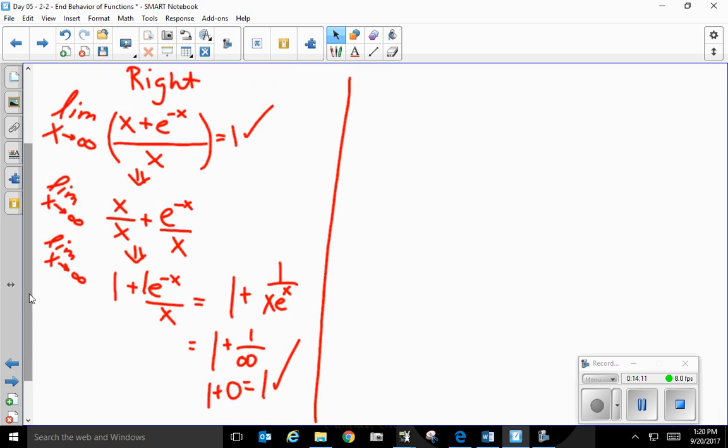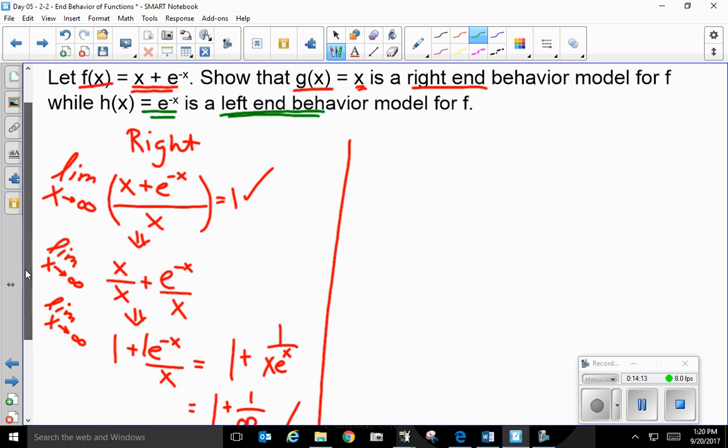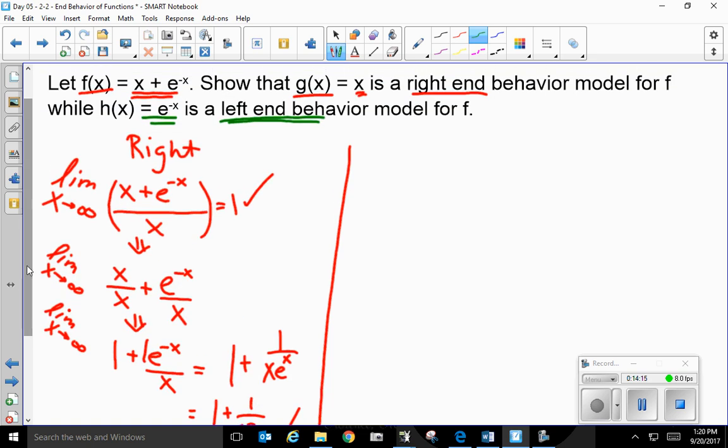Nice. Now, what do we got? For h of x, the left side is the limit as x approaches negative infinity of f of x over h of x, because we're testing h of x now for the left side. So I've got x plus e to the negative x, all over e to the negative x. That should equal 1 if that is the left behavior. We're doing the same thing.